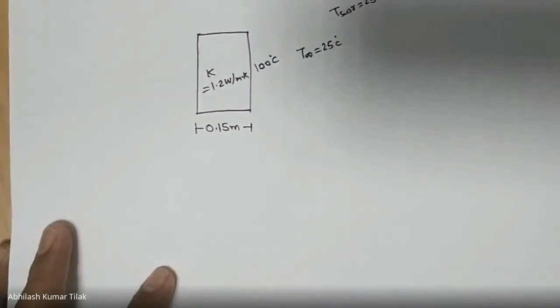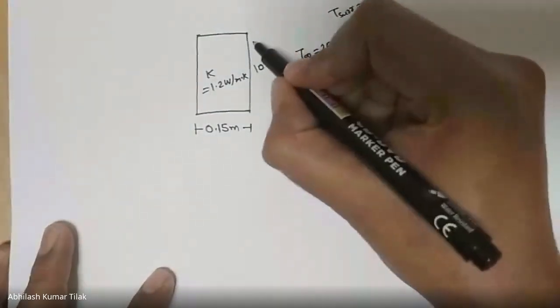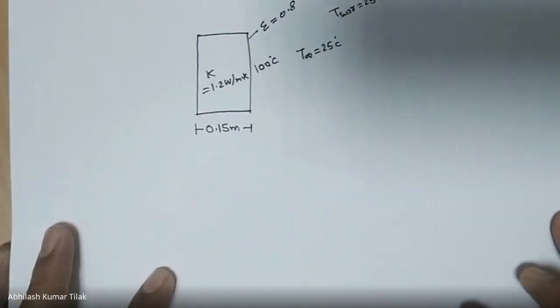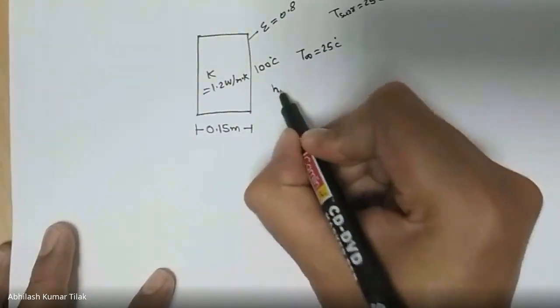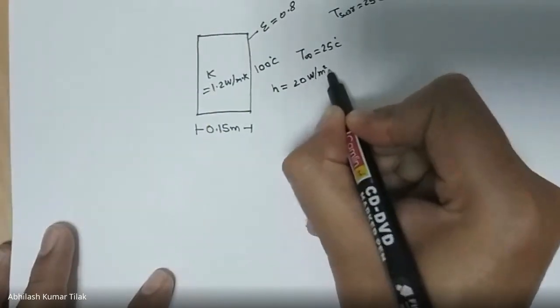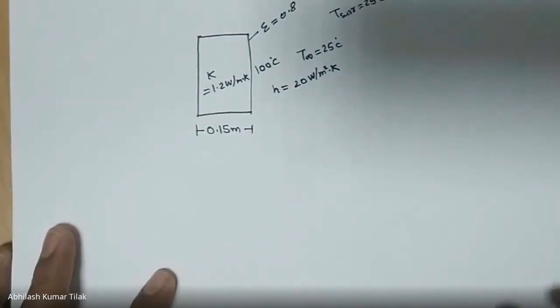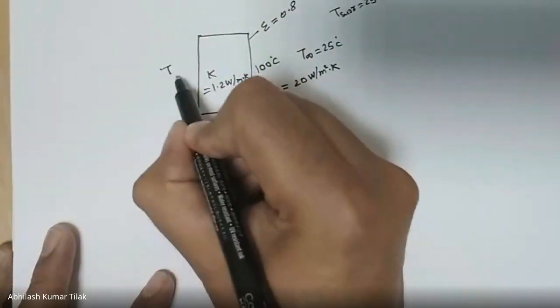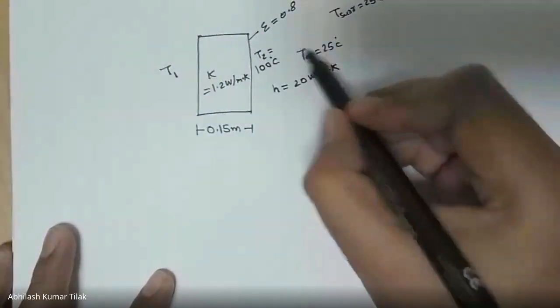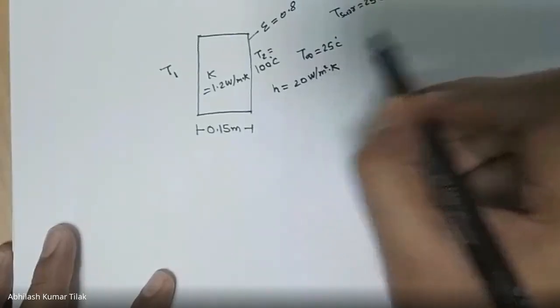and the surface emissivity is 0.8, and the free convection is there. So the associated convection heat transfer coefficient h is 20 watt per meter square Kelvin. And it is asked to calculate the brick inner surface temperature, that is this T1 value. So T2 is given as 100 degrees centigrade, and T infinity value is given as 25 degrees centigrade.